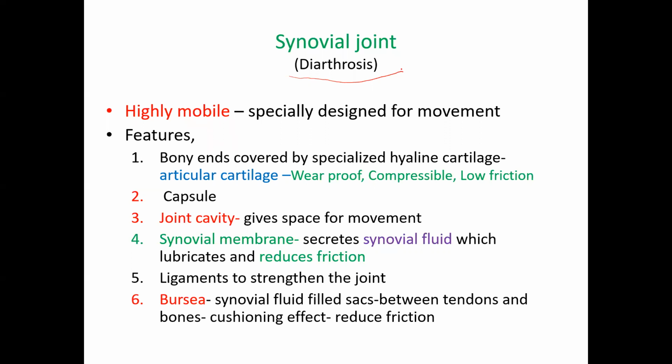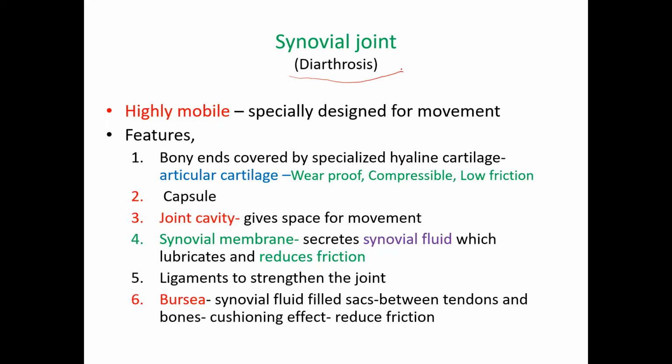So if two bony ends were moving against each other, there would be lots of friction because the bone is hard, right? However, articular cartilage is softer and they are wear-proof and compressible. Because of that, they become low in friction, right? Friction between the two ends of a bone can give rise to a lot of pain and also difficulty in movement, right? So this ability of the articular joint to have low friction is important in movements.